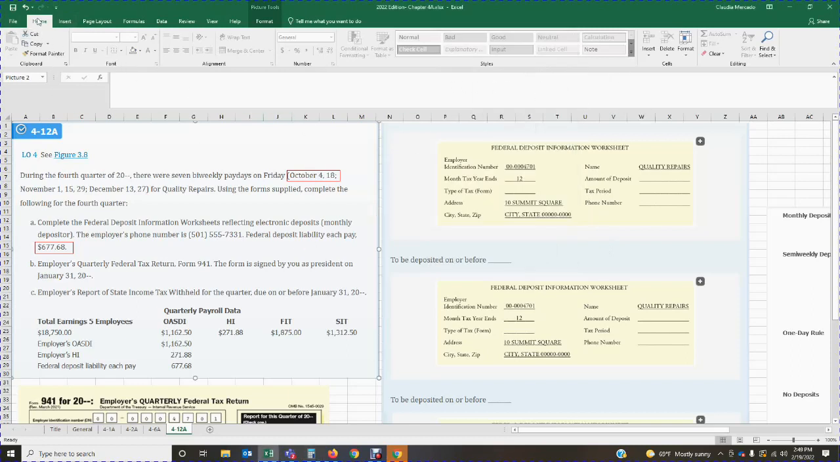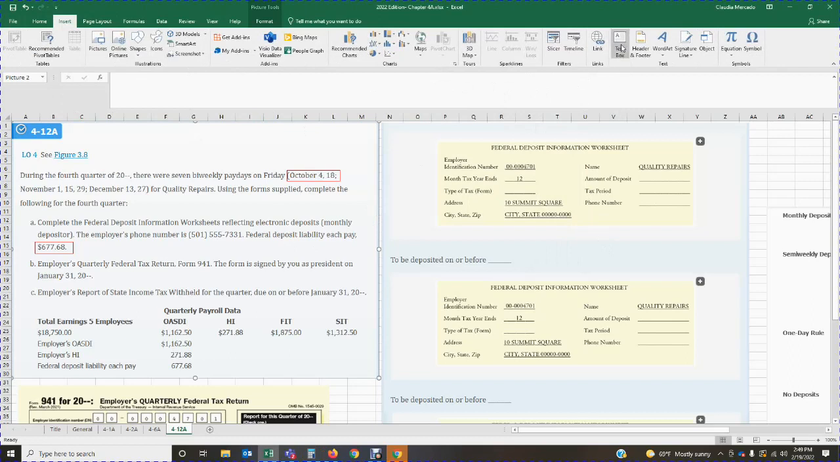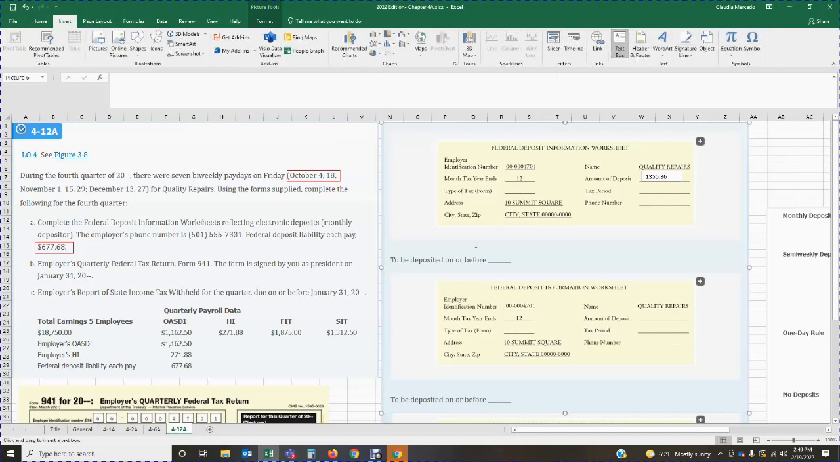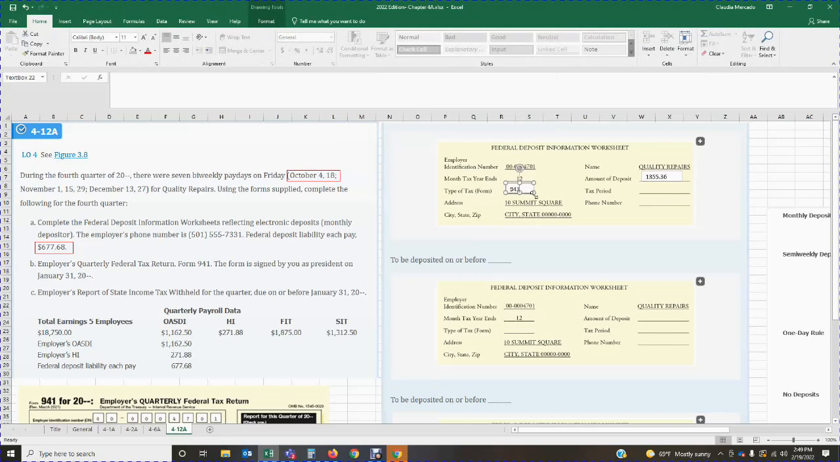Okay, so let me insert a check box. Okay, so it will be $1,355.36. Okay, the type of the tax form, we're going to put it right here. And the type of the tax form is Form 941. That is what we're going to be completing in Part B.